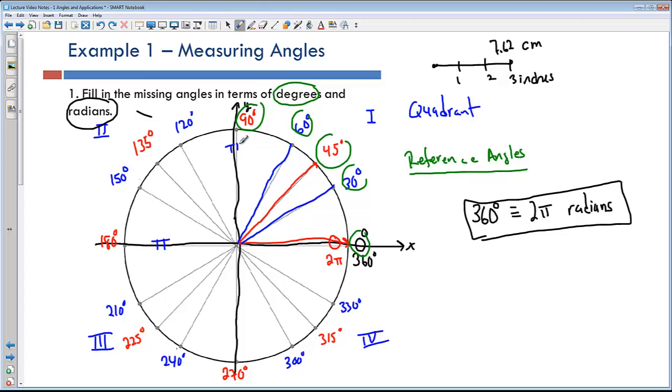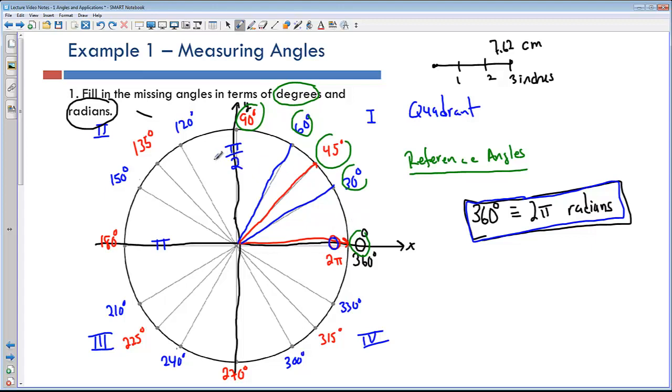So what I want you to notice here is I'm not memorizing anything but 360 degrees is the same as 2 pi radians. That's all I'm memorizing. Then I'm going to use the geometry of this circle to figure out what the other angles in terms of radians are. So now that I know that's pi over 2, I know it goes 0 radians, pi over 2 radians.